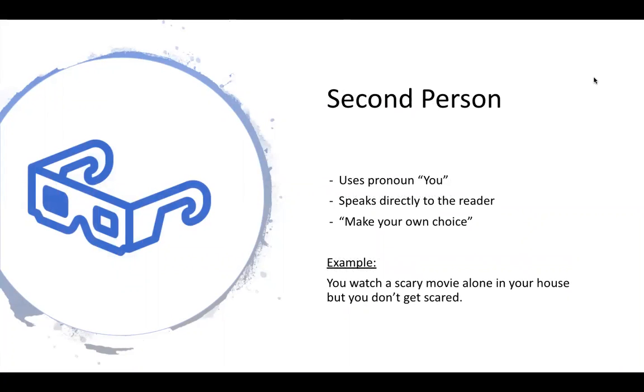Second person uses the pronoun you. This speaks directly to the reader and gives them the mindset that they're able to make their own conscious choice in the story. An example would be: you watch a scary movie alone in your house, but you don't get scared.